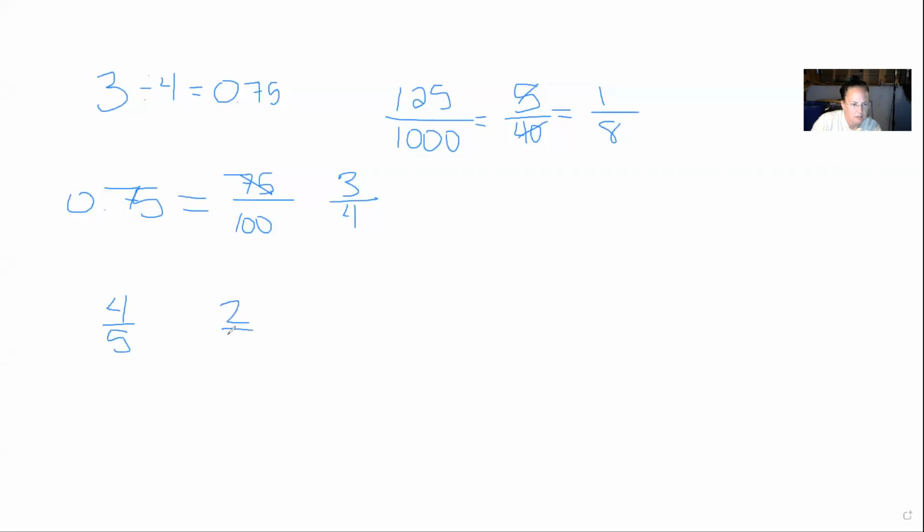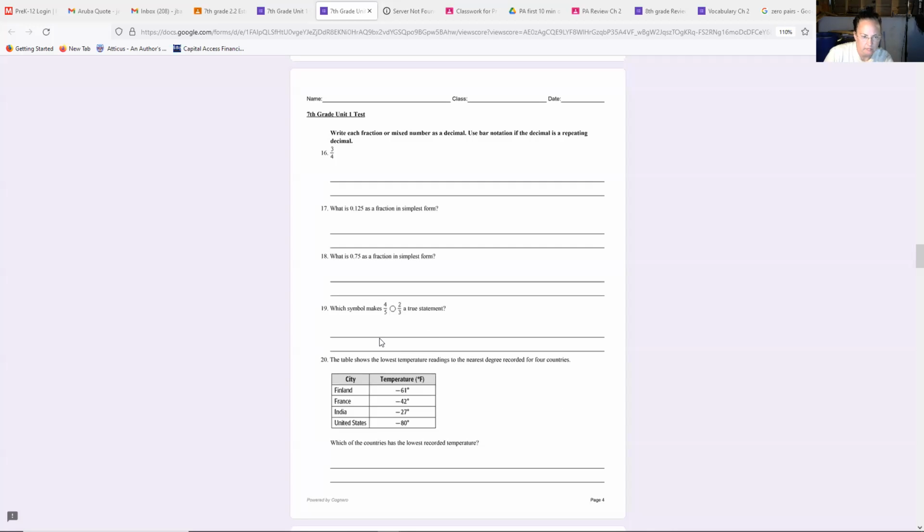4/5 and 2/3. So I'm going to turn each one of these into a decimal first. 4/5 should be 0.8. 4 divided by 5. So 0.8. So 8/10. And 2/3 is 6/10 repeating. 0 and 0 are the same. Then I go to the 8 and the 6. 8 is bigger, so I'm going to use the greater than symbol here. And that was number 19.